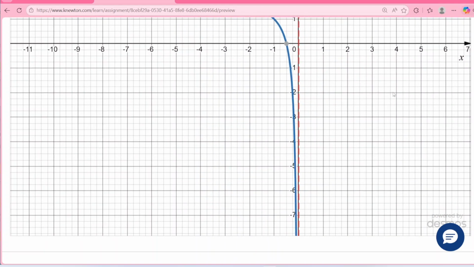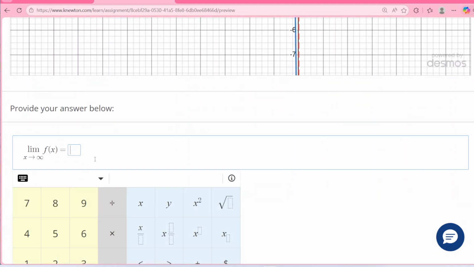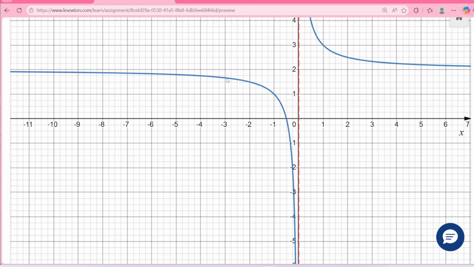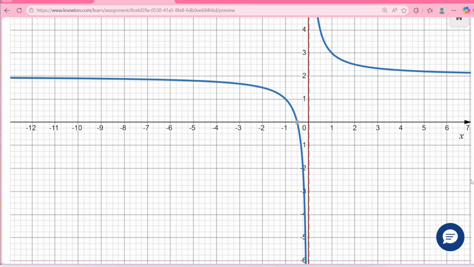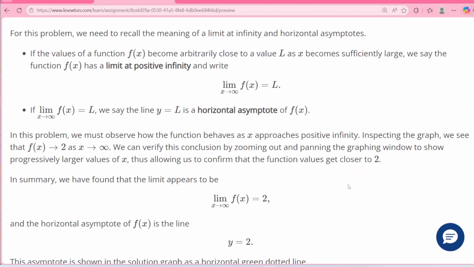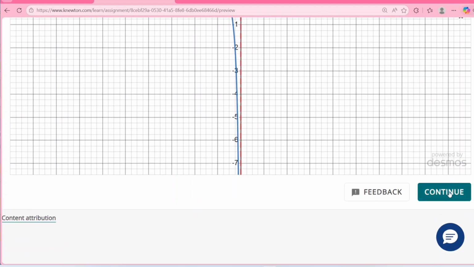And I think that's all they want, right? So the limit as x approaches positive infinity looks like 2. Even if they ask for negative infinity, that still looks like it's 2, right? Getting closer and closer to y equals 2 on the far left. So either way they sliced it, looks like the limit is 2. And they actually put the dotted line y equals 2, the horizontal asymptote, in the answer explanation graph.